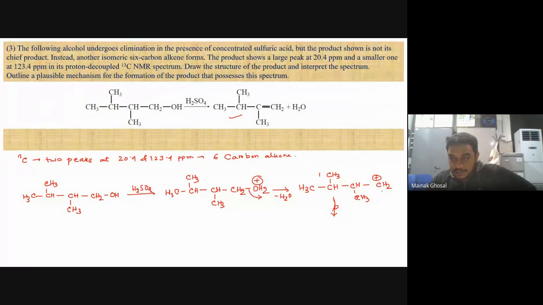Why will it happen? You see, this is a 1 degree carbocation. If this methyl migration happens, it will create a 2 degree carbocation. If a methyl group migrates from here to here, you will get a 2 degree carbocation. If any of these methyl groups moves, this will create another carbocation over here, again a 2 degree carbocation. So is this the only way? Because you need to stabilize your carbocation.